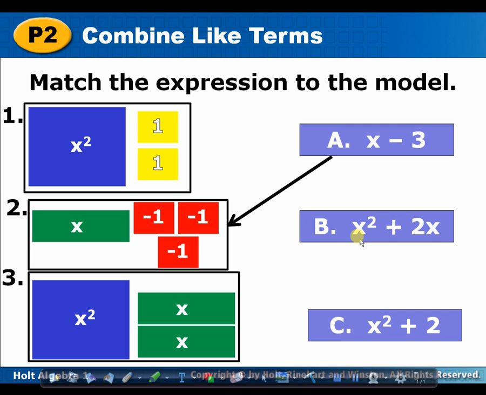Look at B. You have an x squared and you have 2 x's. So that one is going to match with your x squared and your 2 x's. Then you have C, x squared plus 2.